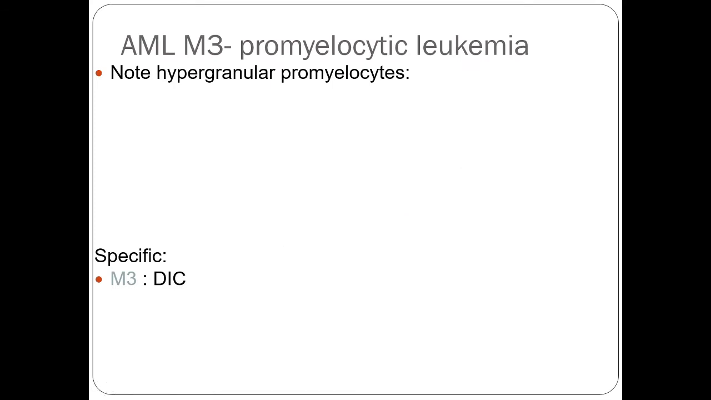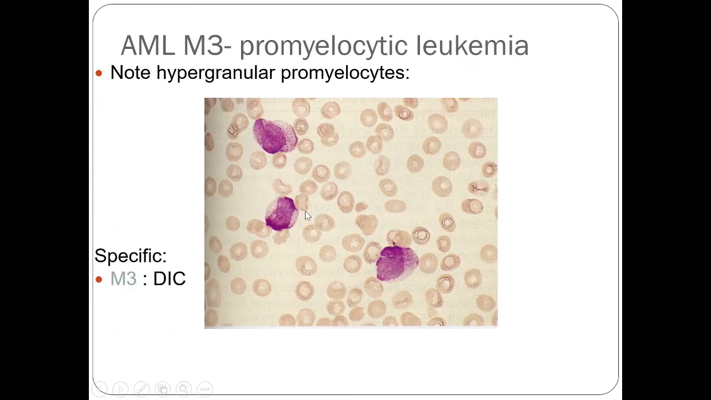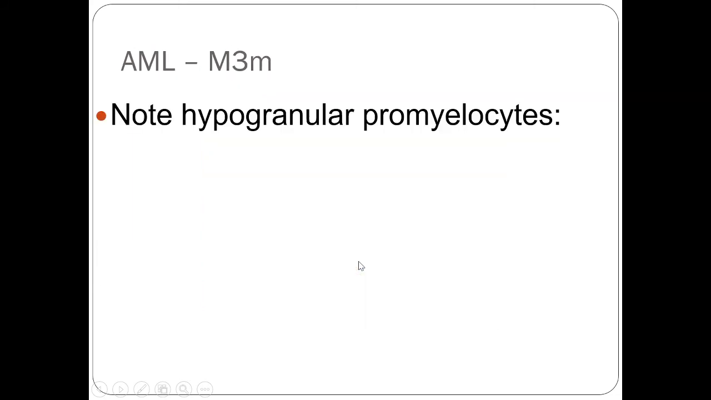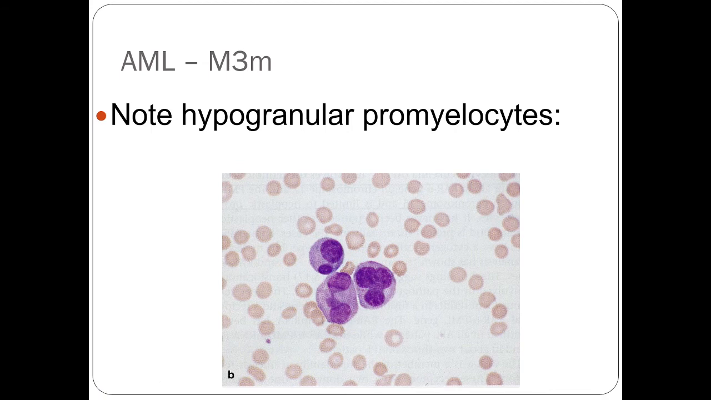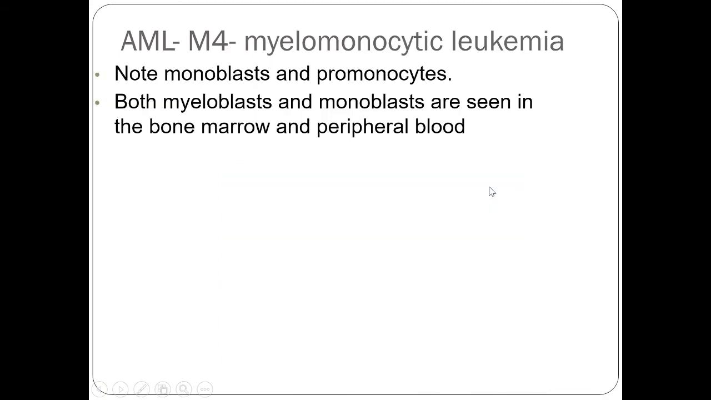M3, promyelocytic leukemia. Two types, hypergranular and hypogranular. This is the hypergranular promyelocytes. This is the hypogranular promyelocytes. M4, myelomonocytic leukemia.